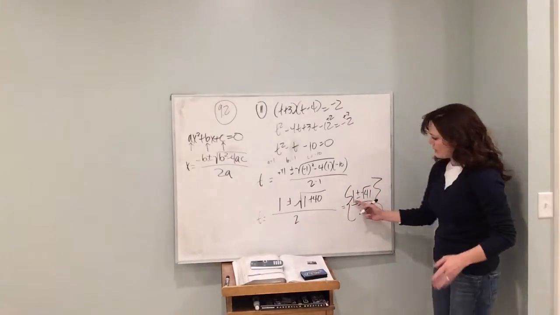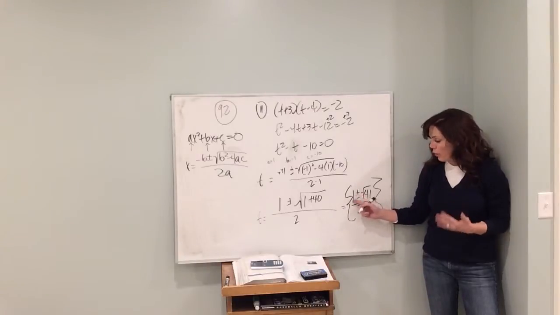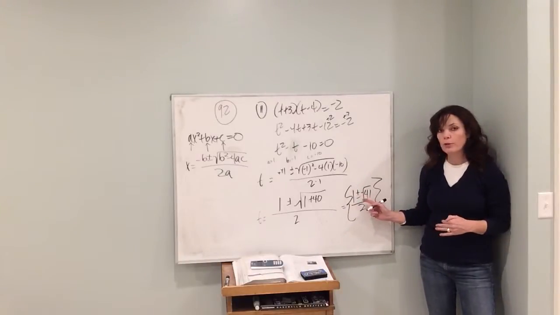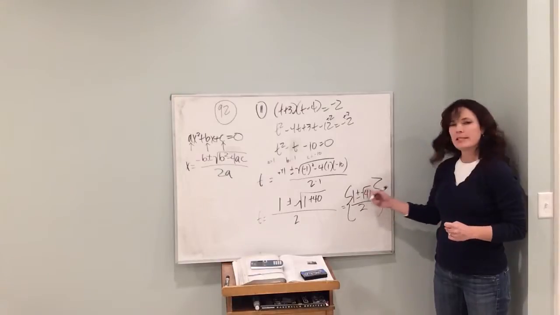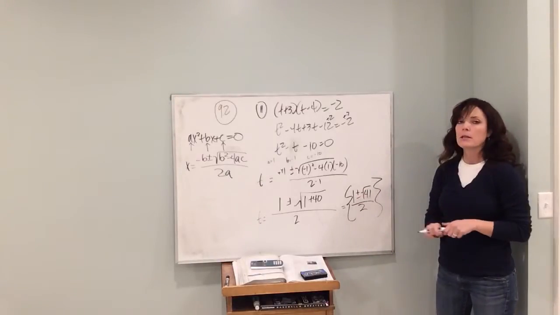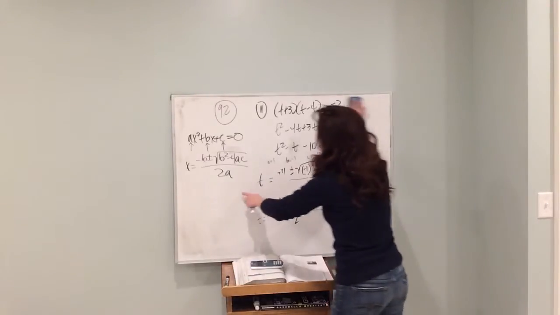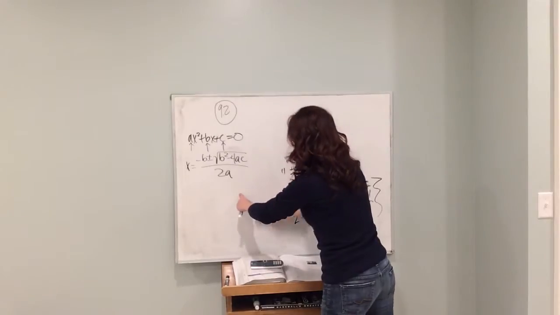Now you could write it out separately, so you had 1 minus radical 41 over 2, and also 1 plus radical 41 over 2. It's often seen this way though. Please know that it's 2 answers because of the plus and the minus, but it's often written all consolidated like that. All right, that's number 11.